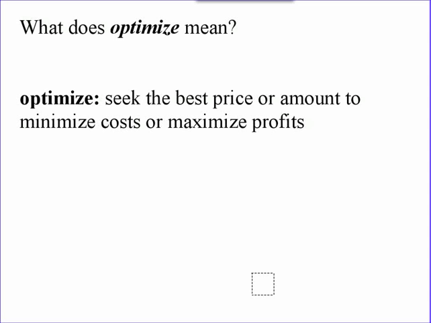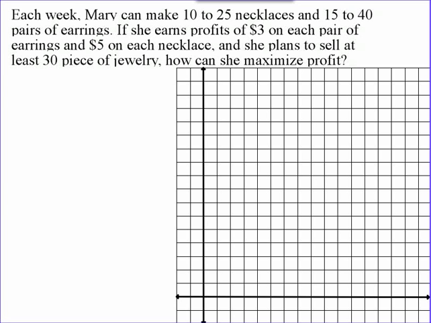If you look at the next slide, you already have this written down on your sheet. We're going to look at that story problem and solve it by using optimization. It says each week Mary can make 10 to 25 necklaces and 15 to 40 pairs of earrings. If she earns profits of $3 on each pair of earrings and $5 on each necklace, and she plans to sell at least 30 pieces of jewelry, how can she maximize profit?